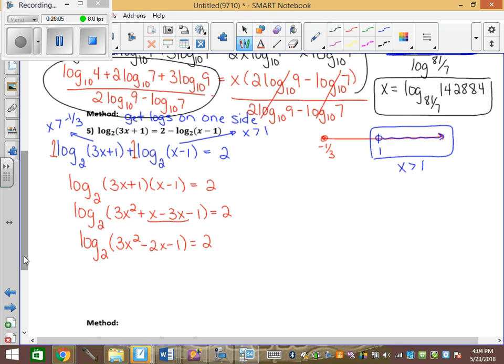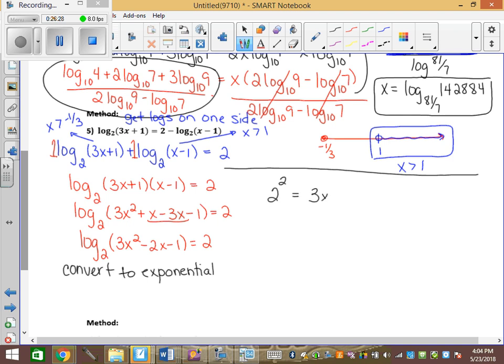Remember, if you don't know what's in the base of the log or you have the variable beside the log, you convert to exponential. So at this point, we're going to convert to exponential because we don't know what's beside the log. The base stays as the base, and the exponent is what's with it. So 2 squared equals 3x squared - 2x - 1. And now we're back to grade 11. We get 4 = 3x squared - 2x - 1.